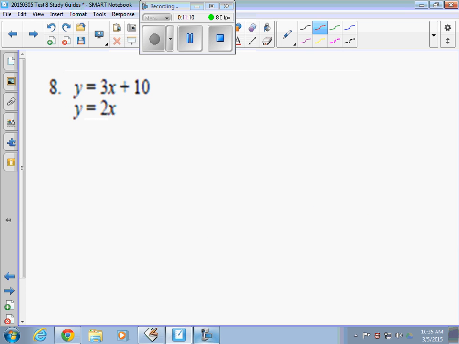We're going to solve these by subbing. The easier one to sub in is this one just because it's shorter. So in place of y, we can plug that in right there. 2x is equal to 3x plus 10. So even though 3x is a larger value than 2x, we don't want to bring 2x over to the right because we have 10 over there. So we'll bring the larger value to the smaller one in this case.